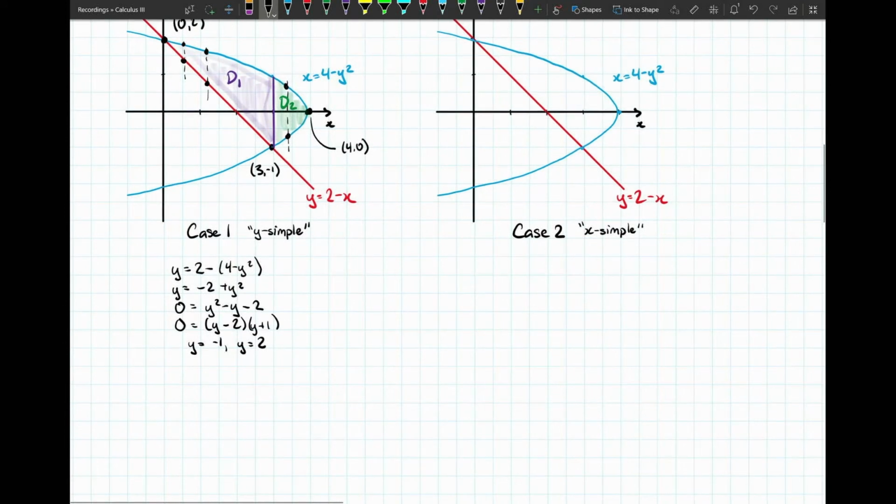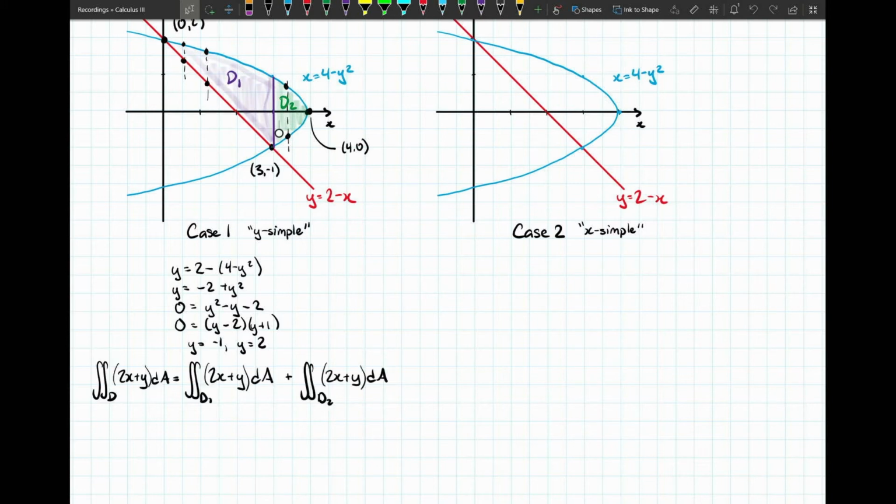Well, let's start off with that. Our double integral over D of the function 2x plus y, dA, will need to be split up into the double integral of 2x plus y over D1 and D2 separately. Okay, let's take a look at D1 now. We can see that the values of x range from 0 to 3. That's when we get to the intersection point, and that's the cutoff of region D1.